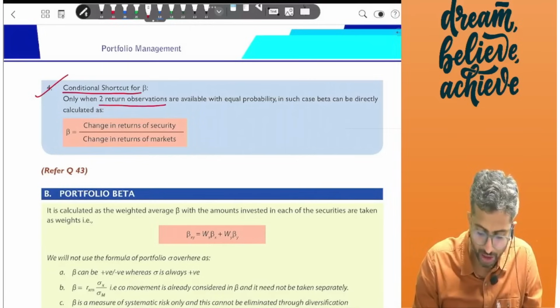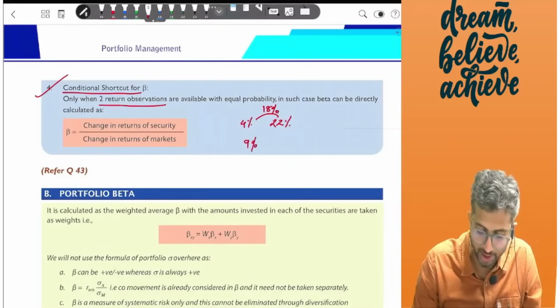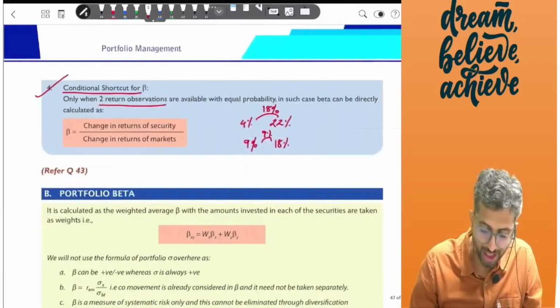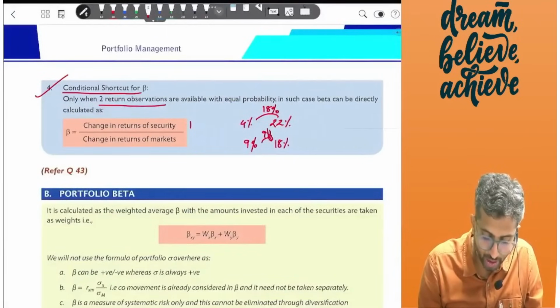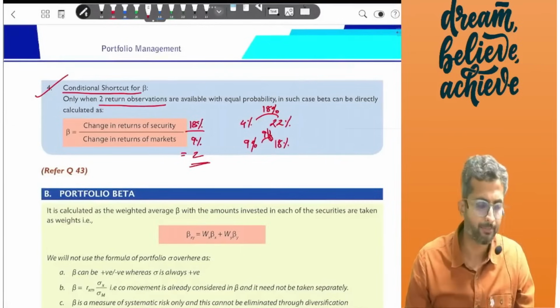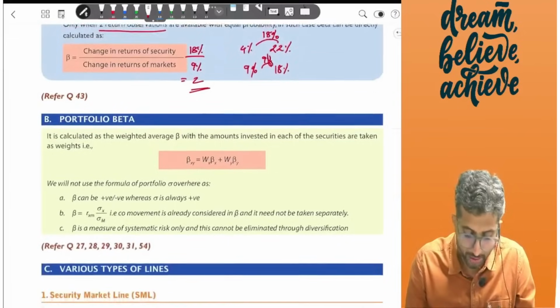So let's say for a security, it is 4% and 22%, that means the change is 18%. At the same time, the market had changed, for example, from 9% to 18%, in which case we can say that for exactly two observations, when the market changed by 9%, your security changed by 18%, and hence you will take 18% upon 9%, loosely speaking, that will give you the beta of 2 times. This is only if two observations are available. This method does not work if more than two observations are available.